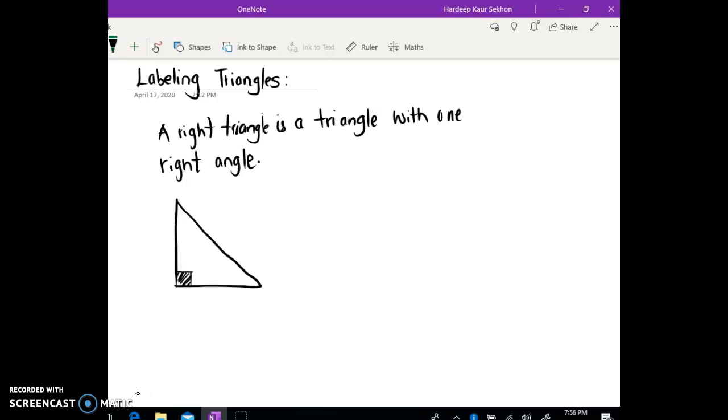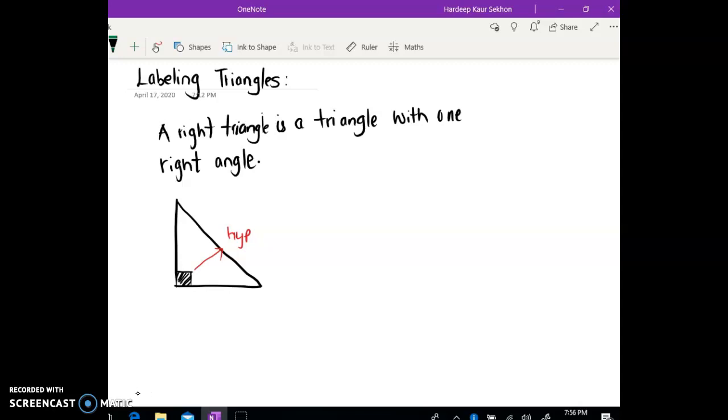It's very important in trigonometry to learn how to label triangles properly. If you're not sure how to label the triangles properly, most likely your answer will be wrong. Okay, so this is the 90-degree angle. The side that is opposite to the 90-degree angle is called the hypotenuse. The hypotenuse is the longest side.